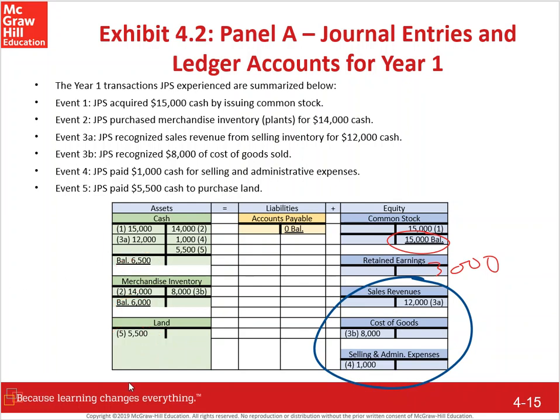So when we prepare a statement of cash flows, the best place to go is to our cash T account. And we need to use each and every item in our cash T account once and only once. So let's see if we can figure these out. So first, we have cash inflow that came from issuing common stock. What do you think that is?